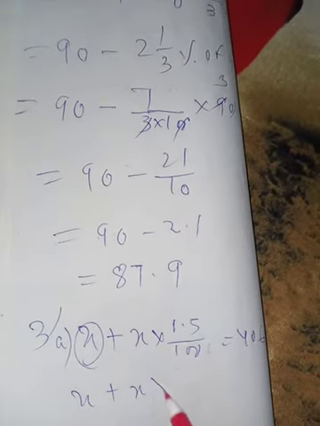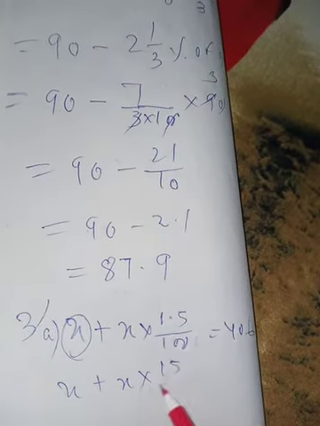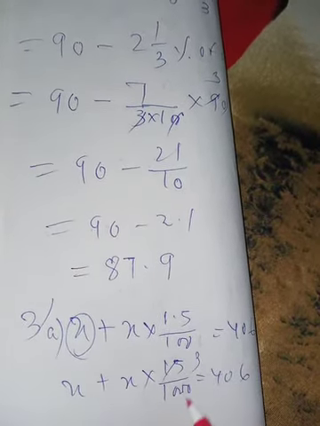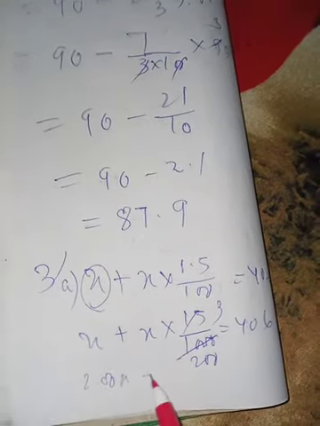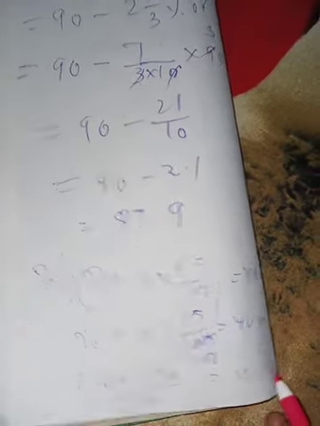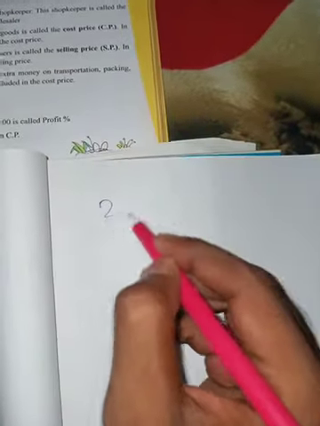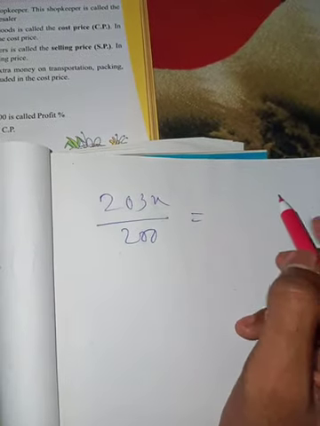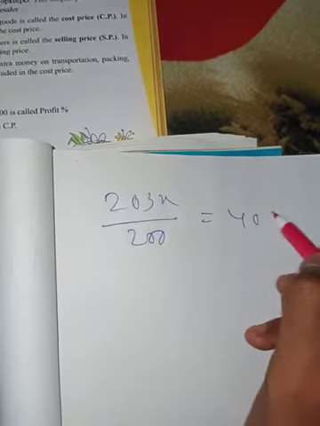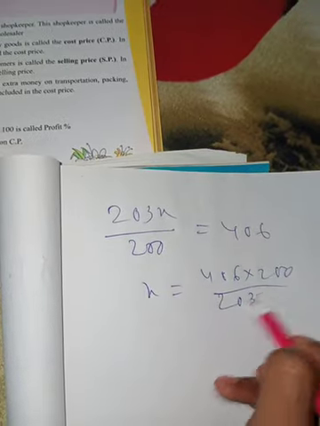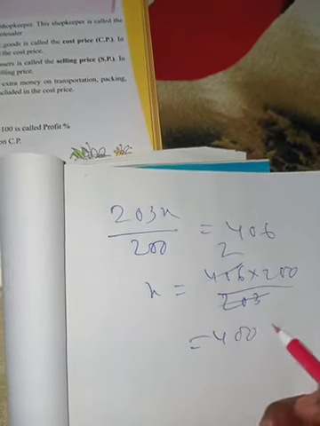So I got x into, if I minimize that, so if I do the LCM, I get 200x plus 3x by 200 equal to 406. So x equal to 406 into 200 by 203. So I got that number is 400.